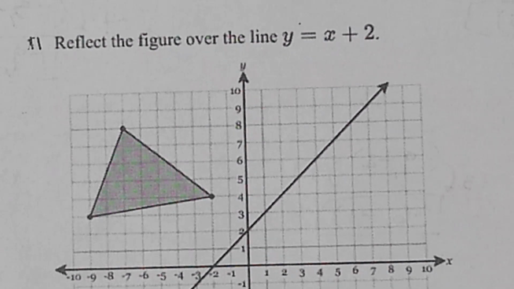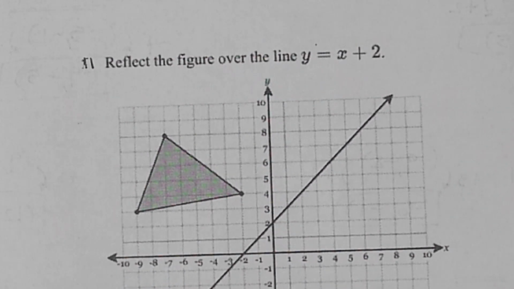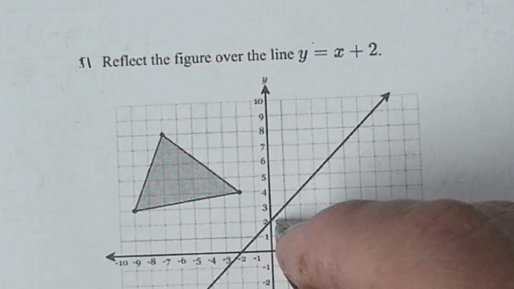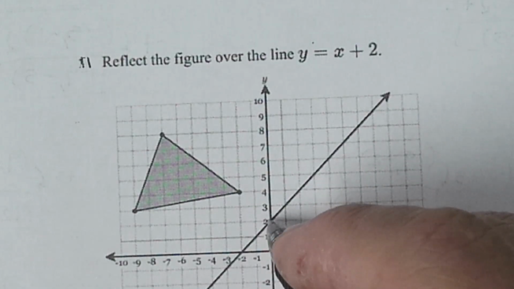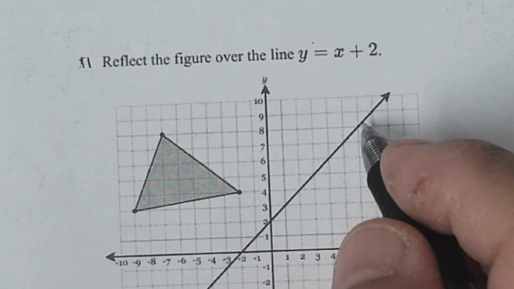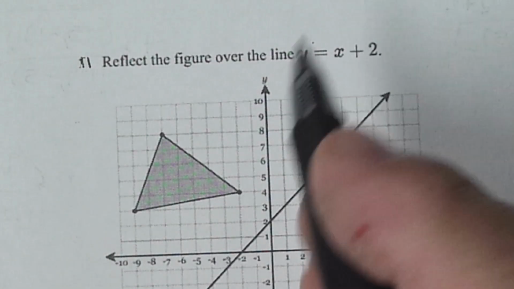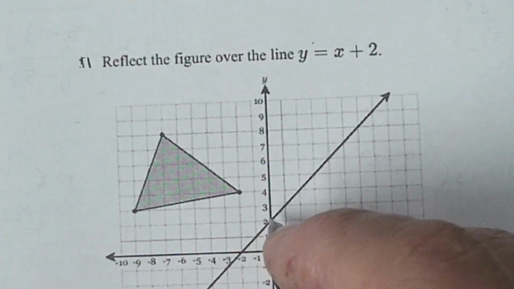Now, 11 and 12. In Delta Math, when you did your homework, you were able to just count sideways or diagonally to get to the mirror line and then continue that count on the other side. However, let's take a look how to do this mathematically.